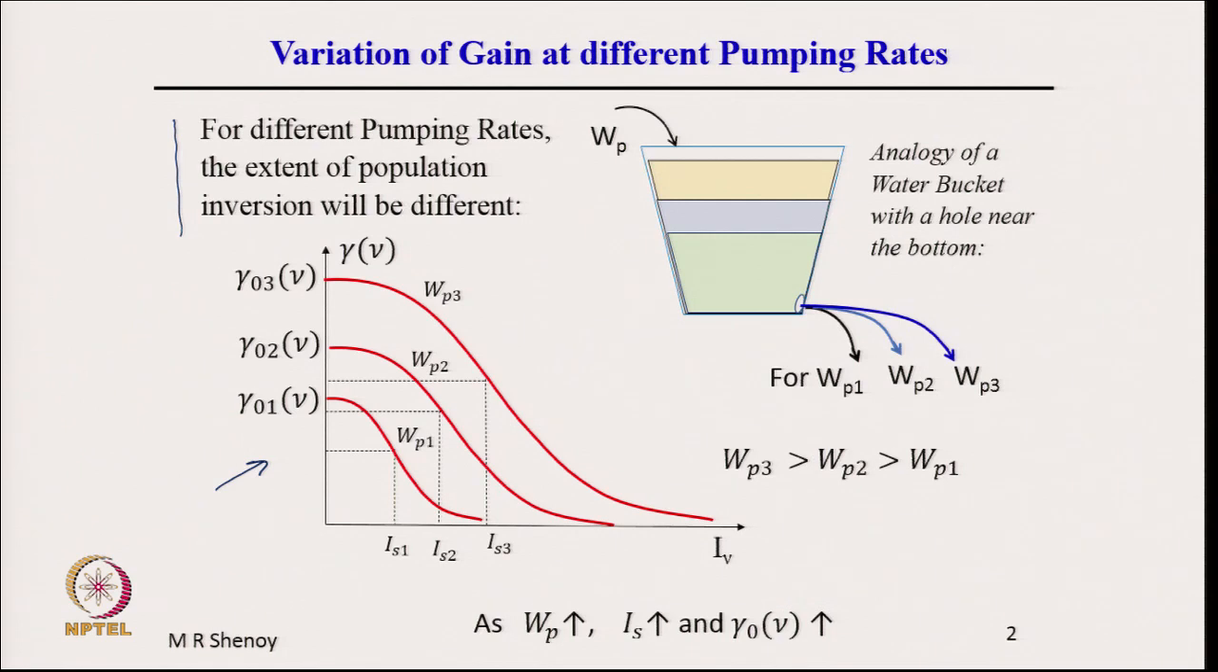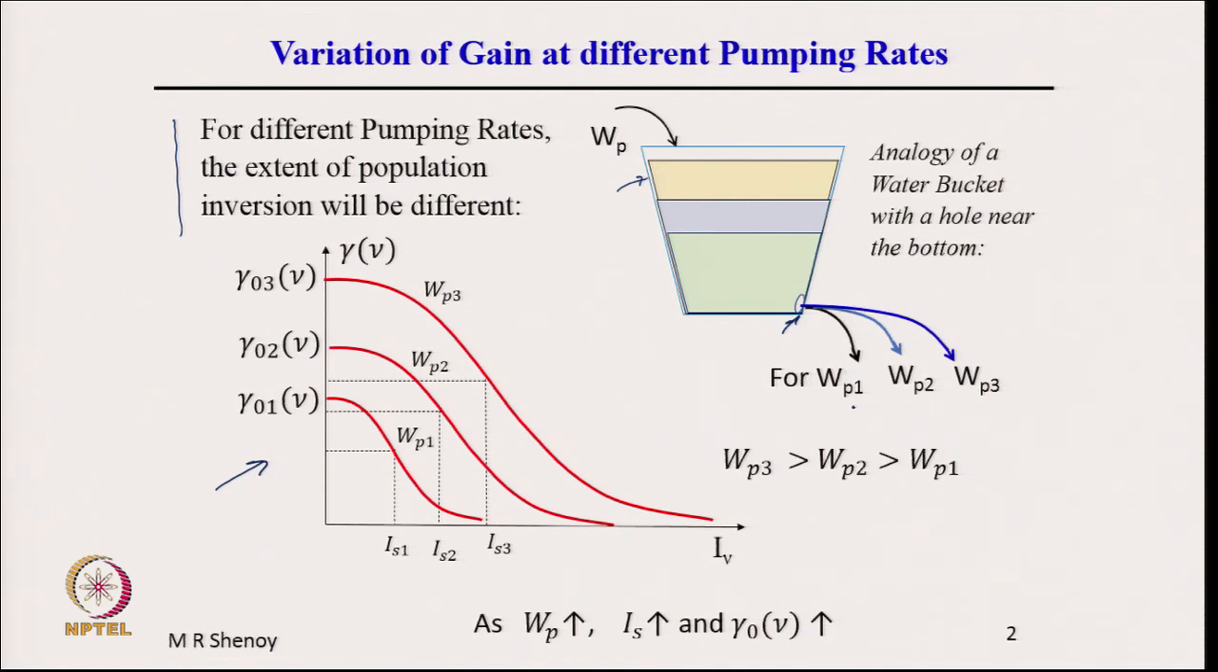Now, this extent of population inversion will be different can be easily recognized if we take a simple example, an analogy with a water bucket with a hole near its bottom. So, this is the water bucket in which there is a small hole near the bottom. If you pour water into the bucket, water would go out from the hole, and when the rate at which water is poured into the bucket becomes equal to the rate at which water goes out of the bucket, we will have a steady state.